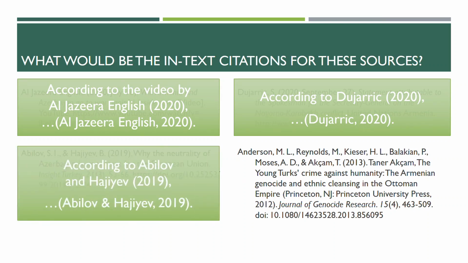In the third example, we have a source with two authors, which is possibly the trickiest one just because you have to format it differently depending on if you're citing within your sentence or at the end in parentheses. We would have "according to Abilov and Hagiev (2019)," continuing on, or we would have (Abilov & Hagiev, 2019). We'll explain the difference between these in a moment.